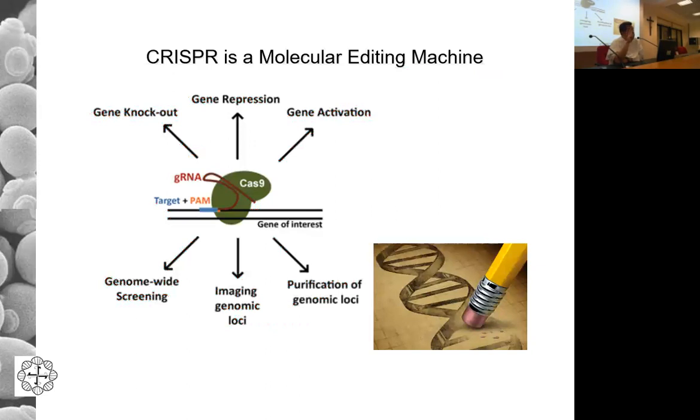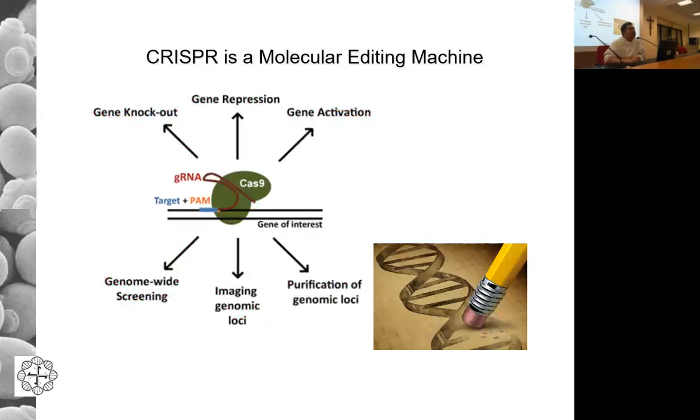Now, the machine is made up of 2 parts. You have what is called an RNA, a guide RNA, and then the Cas9 protein. And so the guide RNA, the gRNA, targets the Cas9. It brings the Cas9 to one place in the genome. And then the Cas9 will cut that one place.